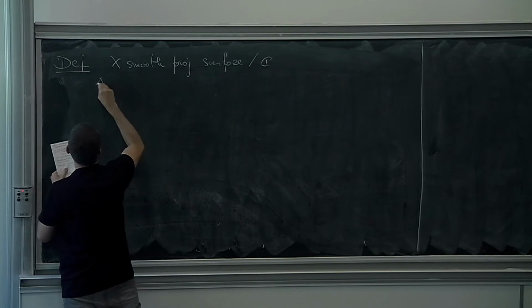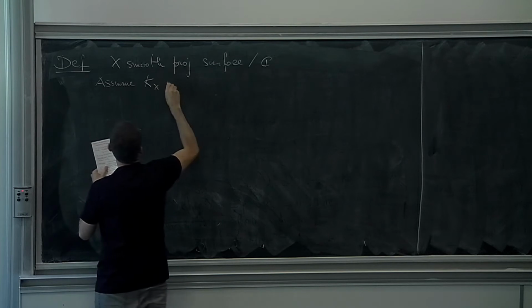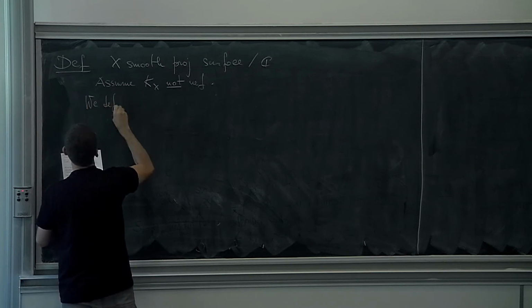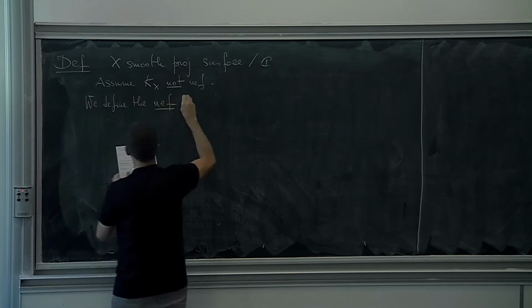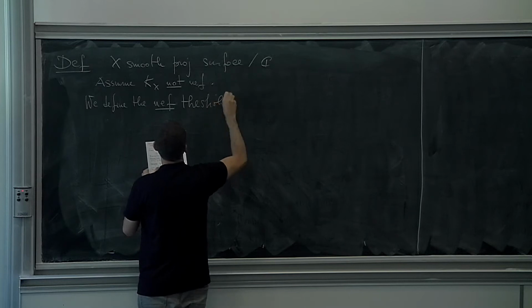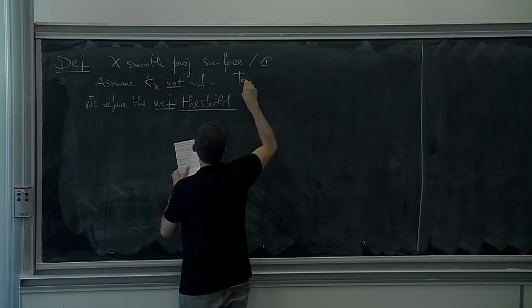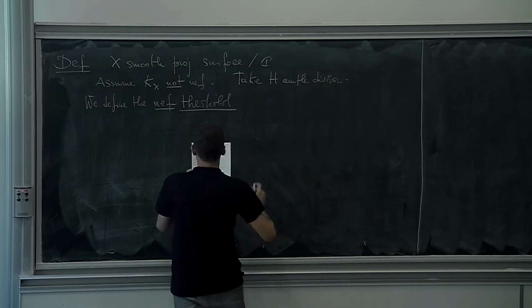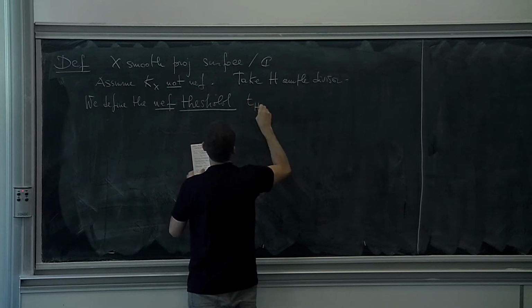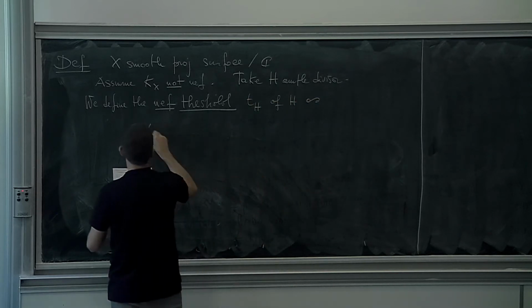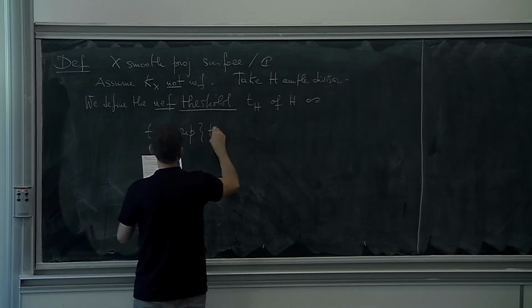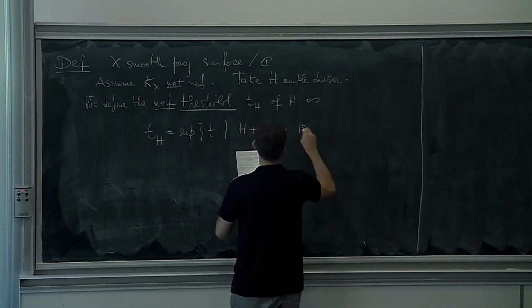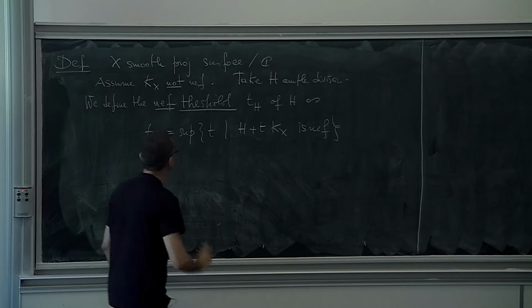Assume K_X is not nef. The nef threshold: take an ample divisor H. The nef threshold of H, t_H, is the sup of the t such that H + tK_X is nef. This is actually a maximum.